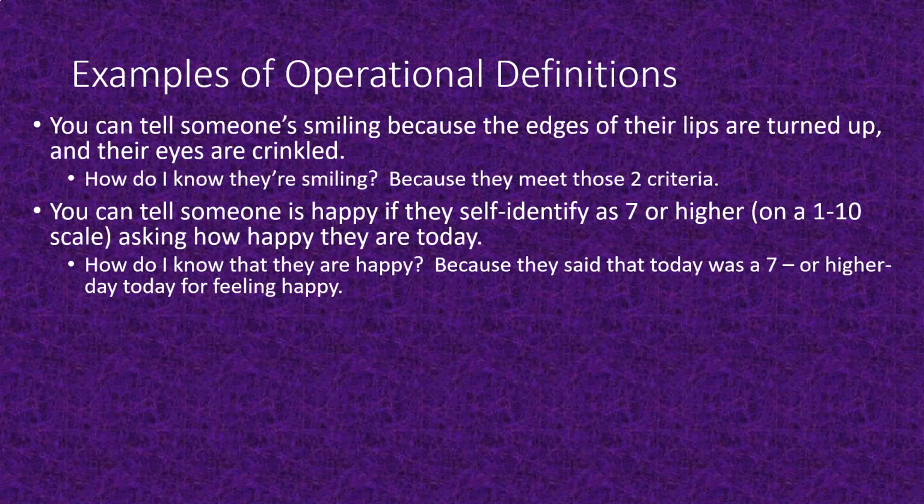You can tell someone is happy if they self-identify as 7 or higher on a 1 to 10 point scale, asking how happy they are today. How do I know that they are happy? Because they self-identify as 7 or higher. Okay, so they're doing the identifying and I've got a clear cut point. Somebody says 6, they don't count as happy. Okay, that person at 6 is happy adjacent. If they say 7, they're happy. It's a very clear-cut definition, and I can tell exactly how I'm measuring it. And anybody else could use that same definition to determine if people are happy.